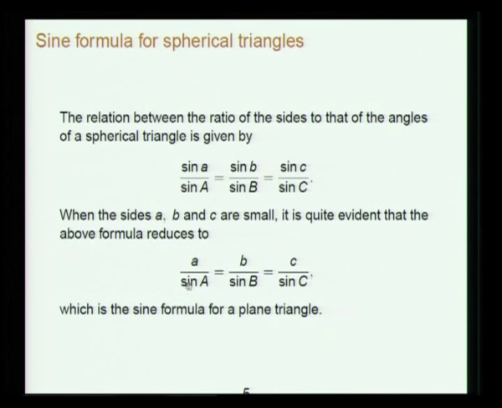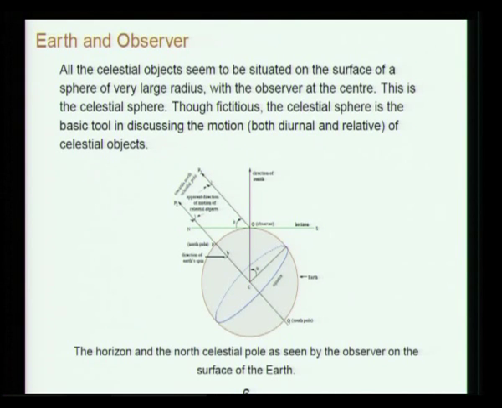Okay. This sine formula is used in Indian trigonometry, Indian spherical trigonometry, at various times, but the cosine formula is never used as such. Of course, they needed the equivalents of the cosine formula, so they get the same results as what is got from the cosine formula, but they do it in a different way. Okay. So these are simple things about spherical triangles.